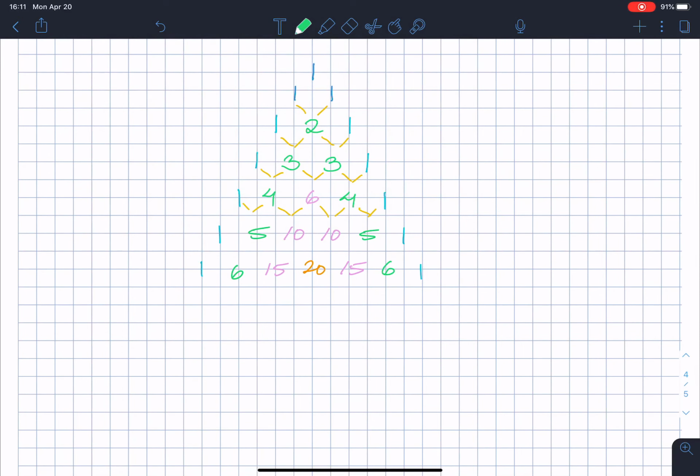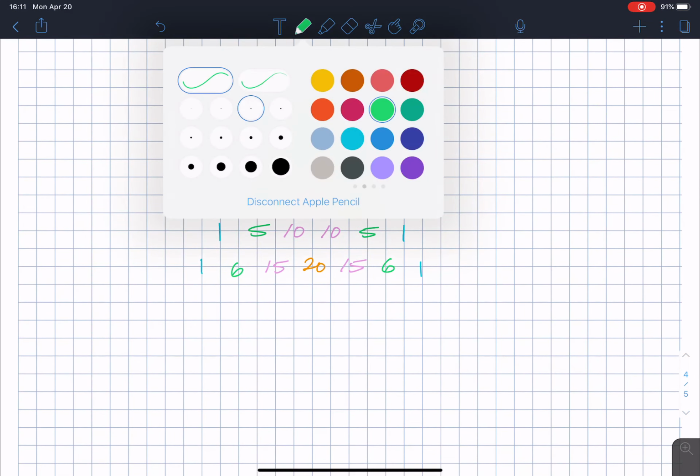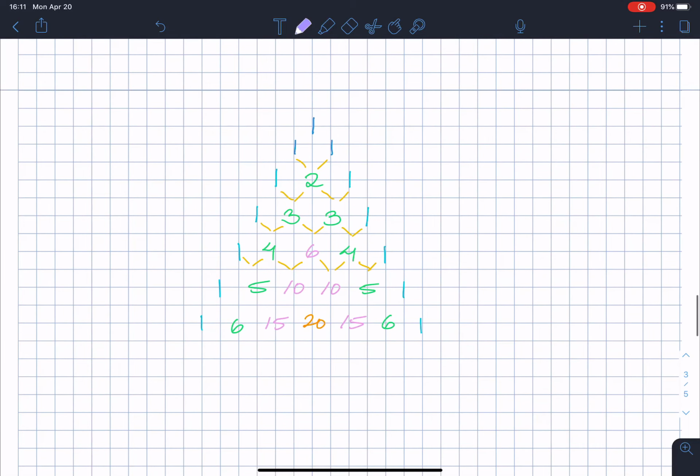Okay. So this goes on infinitely, of course. So this is Pascal's triangle. This can go on forever and ever. But that's how we create the triangle. We start with the trinity of ones and just add the two guys above it forever and ever.